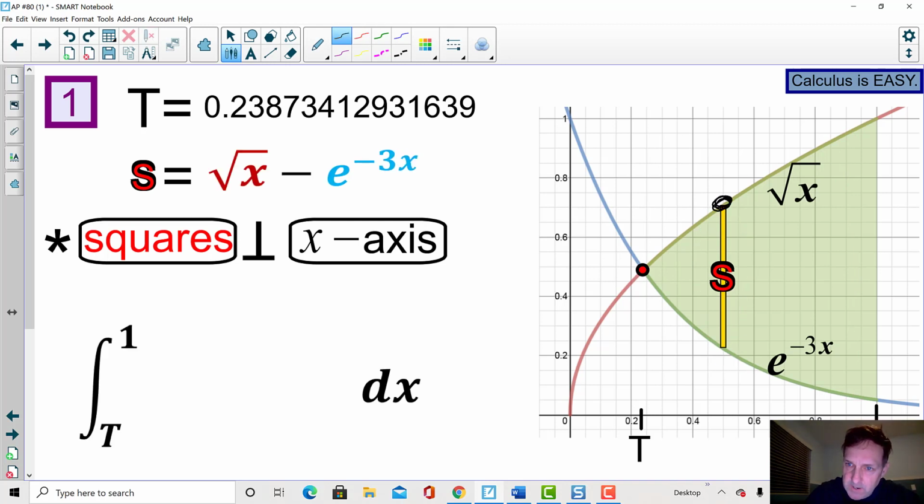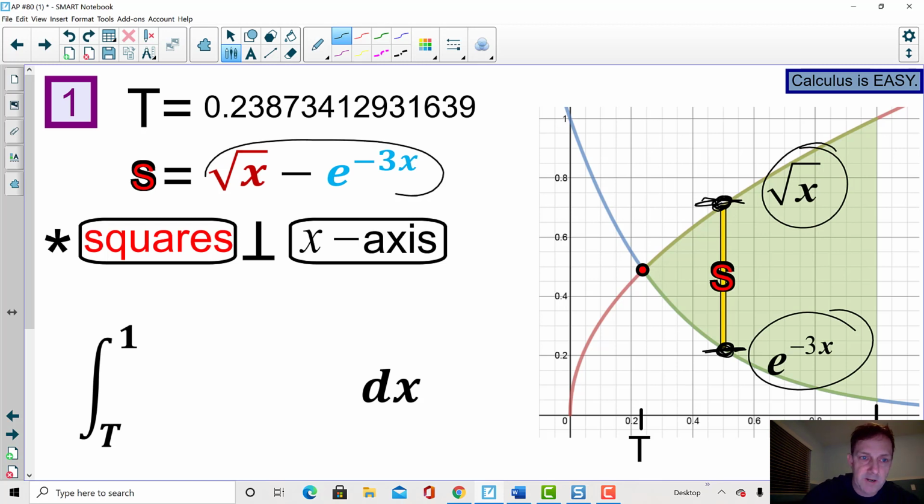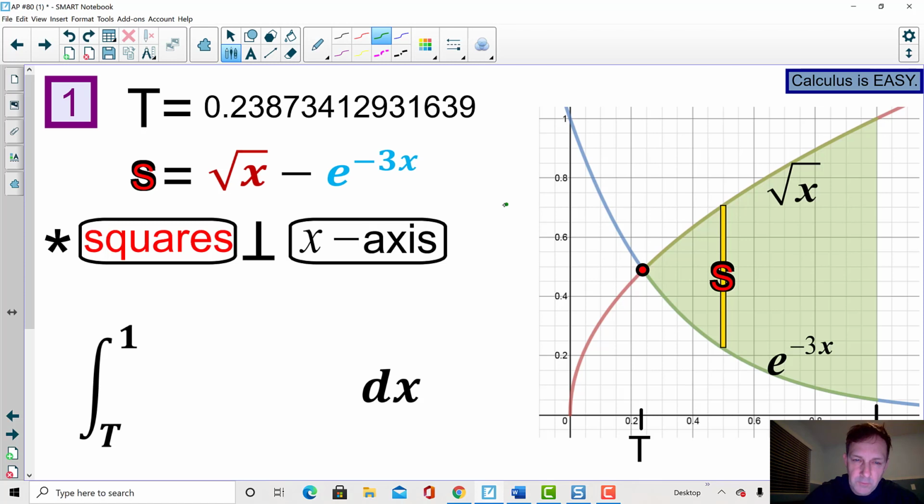Each side of the square is going to have this distance right here. I'm calling it S. And to measure that distance, it's just going to be top minus bottom, where the top is just a square root of x function, and the bottom is e to the negative 3x. You can see I wrote that over here. That's the length of one side of our square. So remember, we always put the area of one slice in here. The area of one slice is just going to be s times s. So I'm going to say s squared, because our cross sections are squares.